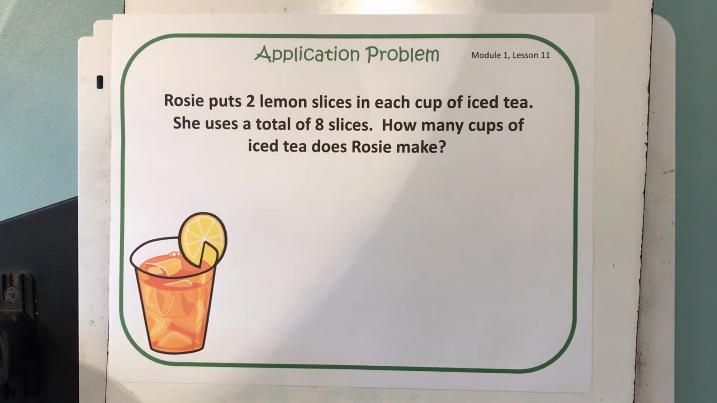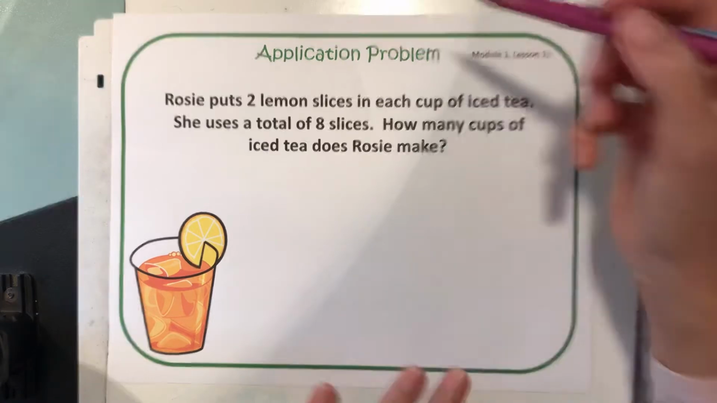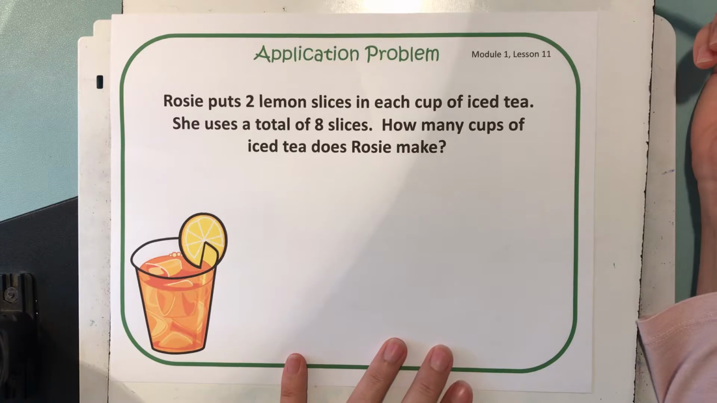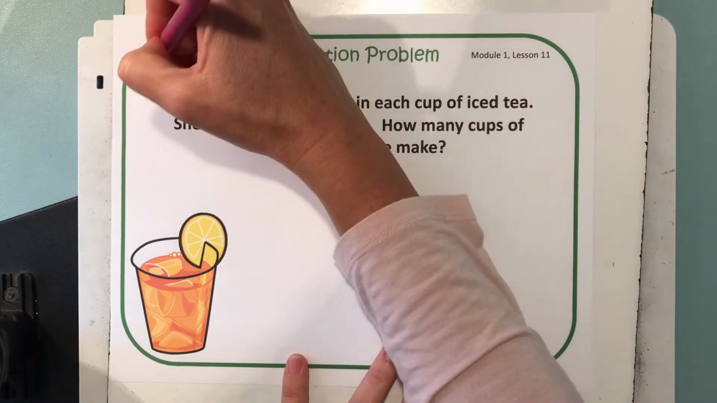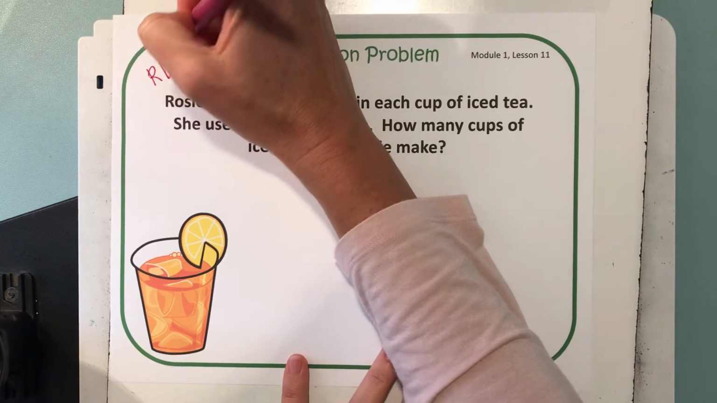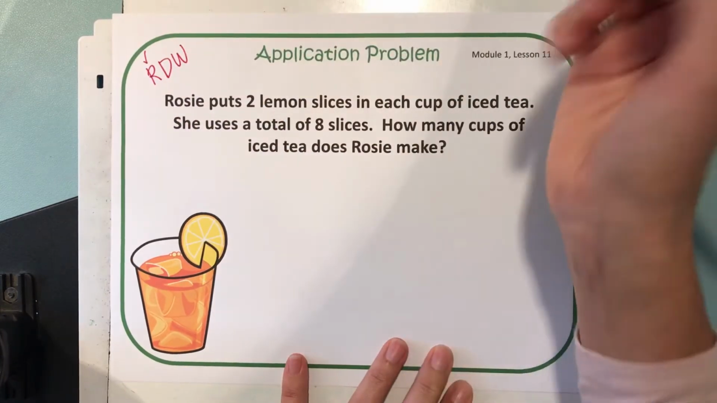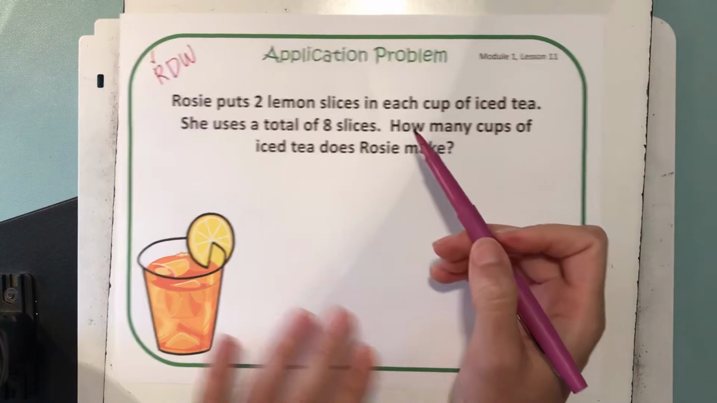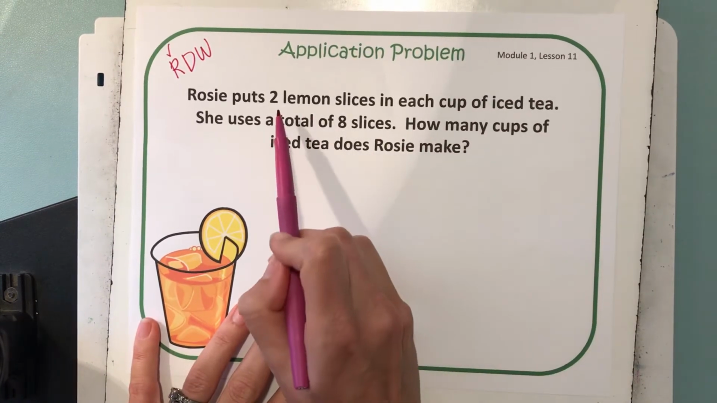All right, we got Rosie today. Rosie puts 2 lemon slices in each cup of iced tea. She uses a total of 8 slices. How many cups of iced tea does Rosie make? So RDW, right? We're gonna read it, which we did. But before I go to drawing my problem, I need to circle some important numbers here.